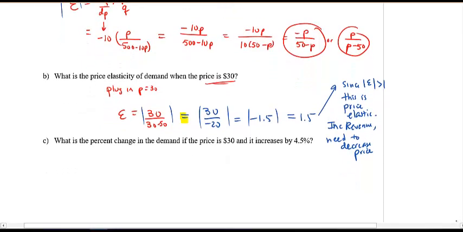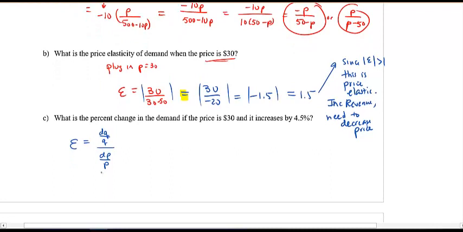Now if I ask you what is the percentage change in demand if the price is 30 and it increases by 4.5, well, here you can use the same idea of elasticity, and I'm going to go back to our original definition, dq over q divided by dp over p. If I solve for dq over q, which is what I'm asking for here, dq over q just equals E times dp over p.